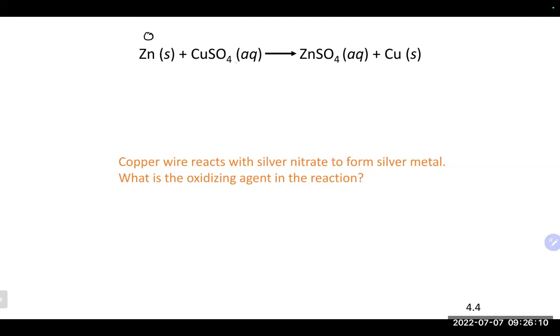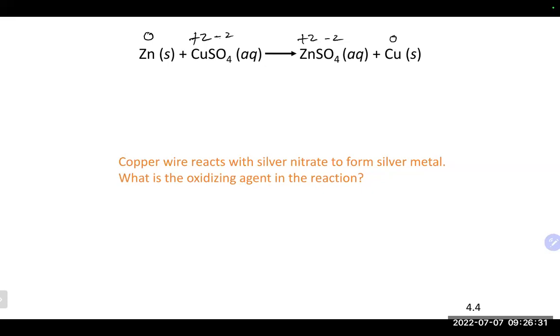This is copper 2 sulfate, which means the copper here has a +2 charge. The sulfate is -2. The zinc sulfate is +2, and the sulfate here is -2, and the copper by itself has no charge or no oxidation state.